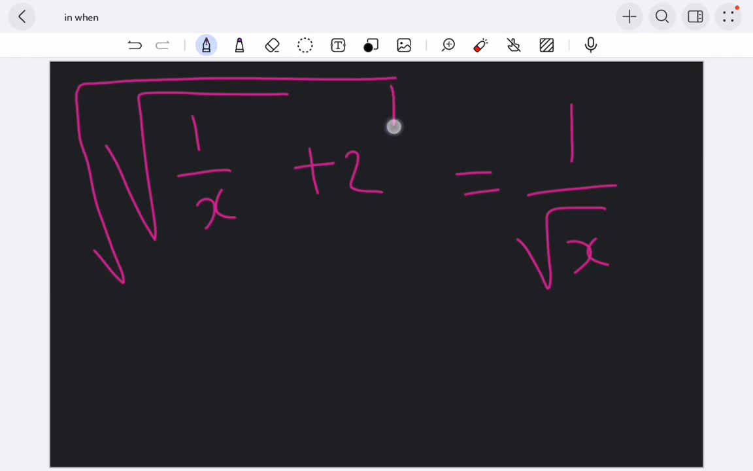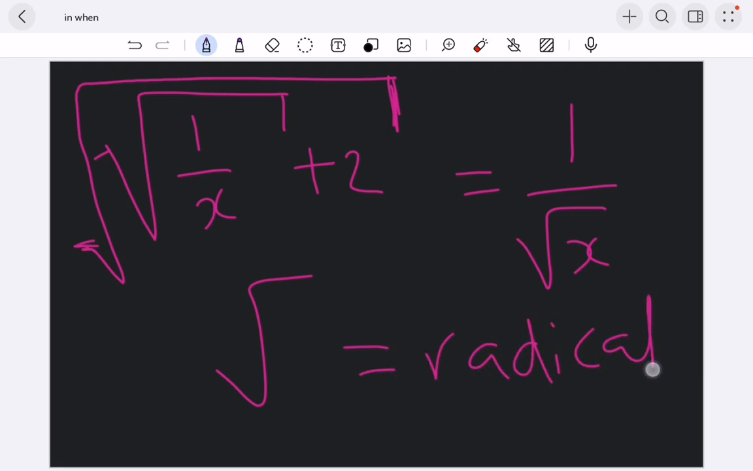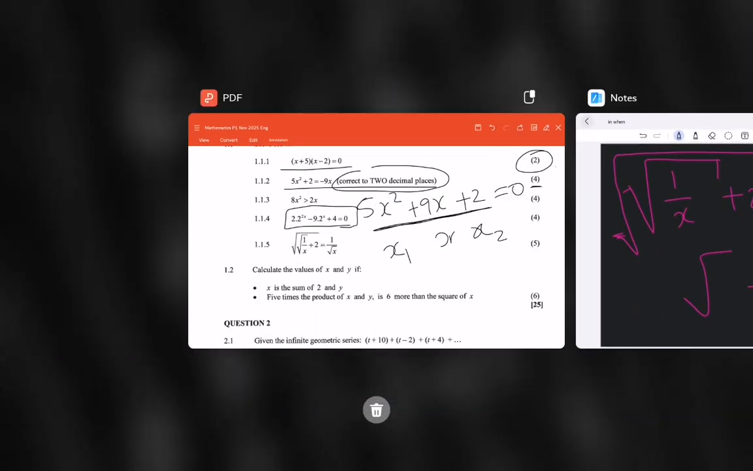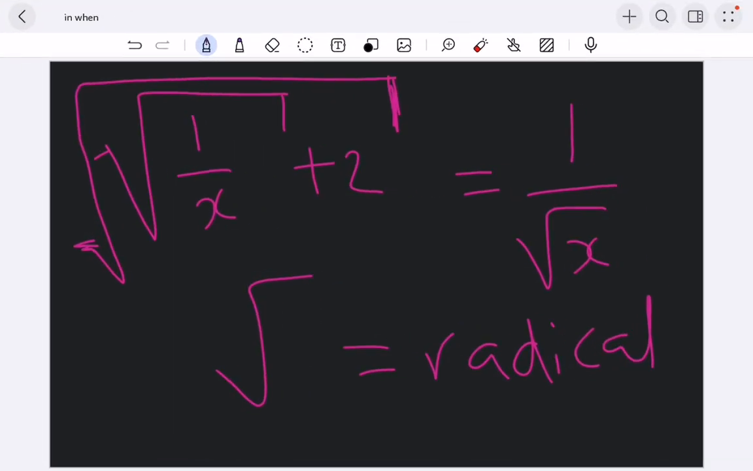Okay, so we have two radicals here. The square root sign is called a radical. This sign here is called a radical. So we have two radicals. The other one encompasses the whole left section, the whole expression, and then the other one encompasses only the 1 over x. Let me just confirm if I have it correctly. Perfect. All right, so I'm just going to clear the notes that I have here.